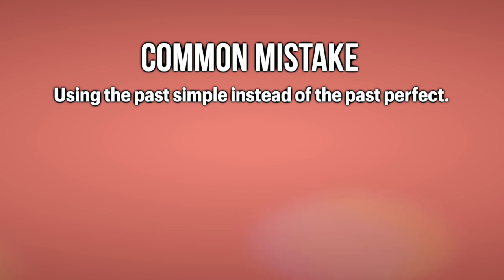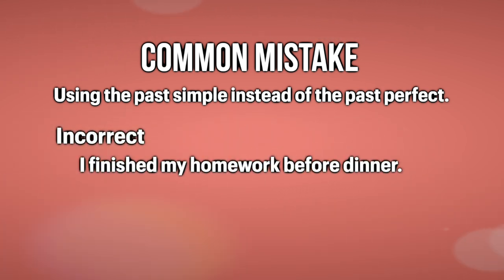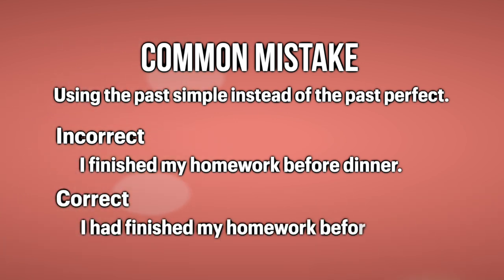The past perfect tense is often used incorrectly. The past perfect is used for actions that were completed before another action in the past. For example, I had finished my homework before dinner. A common mistake is using the past simple instead of the past perfect. This is incorrect: I finished my homework before dinner. This would be correct: I had finished my homework before dinner.